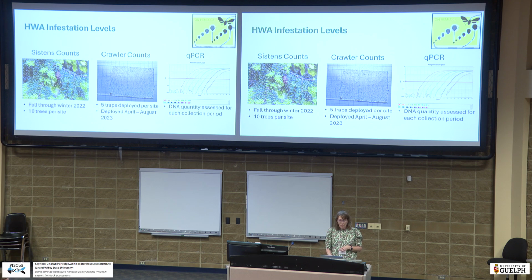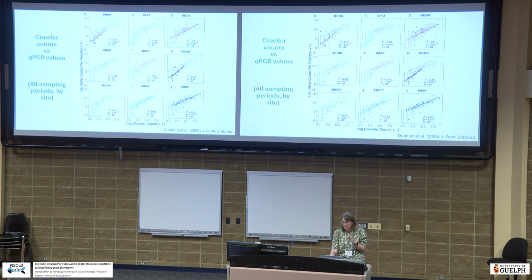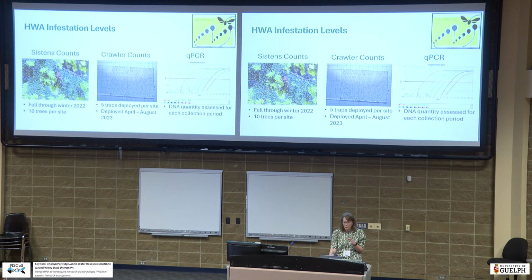And so basically our cystin counts were what I just explained, and we did that from fall through winter of 2022. And then from our traps at these heavily infested sites, not only are we just capturing eDNA that's present in the environment from HWA, in the heavily infested sites we can actually catch individuals. So we can catch individual crawlers, their most mobile stage. And so that's what, oh, sorry. Giving away all my answers.